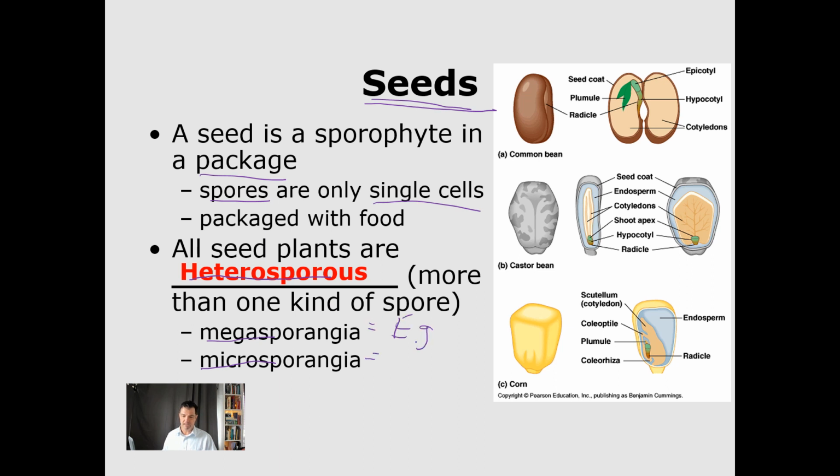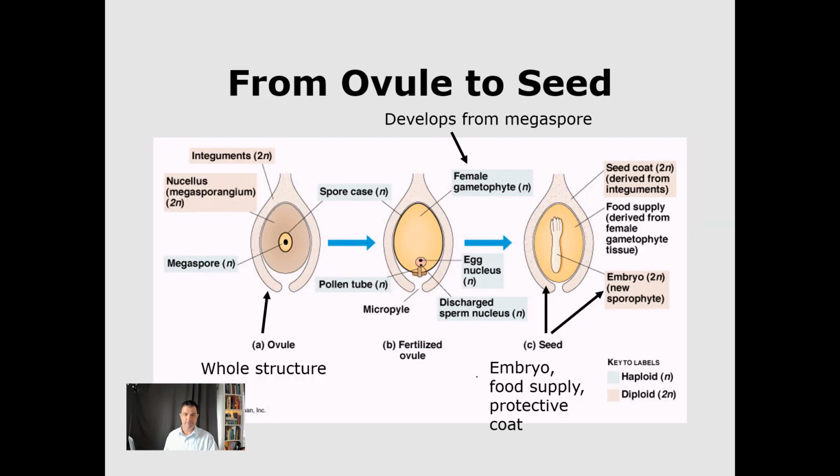So these will end up making the egg, and these will end up making the sperm. Okay? So the next thing is when we talk about the ovule. When a female gametophyte, which has an ovule in it, becomes a seed, it transitions because it has to develop and be fertilized. So when you start with just the female structure, we call the female structure of the whole plant in that area, the reproductive part, the ovule.